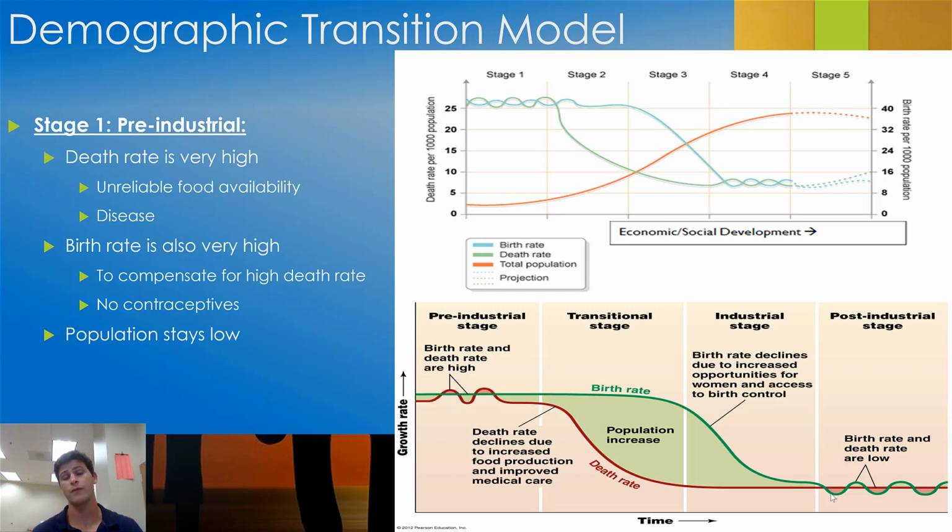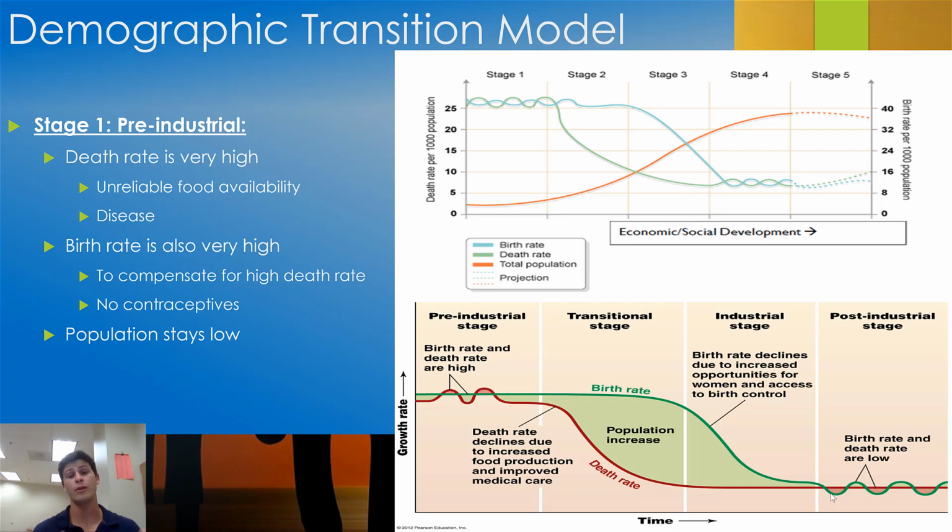However, the birth rate is also very high in the pre-industrial stage because the birth rate attempts to compensate for that very high death rate. Remember that any time that we have a very high death rate, we need to have a very high birth rate to make sure the population stays balanced. So the birth rate is very high to compensate for this high death rate.